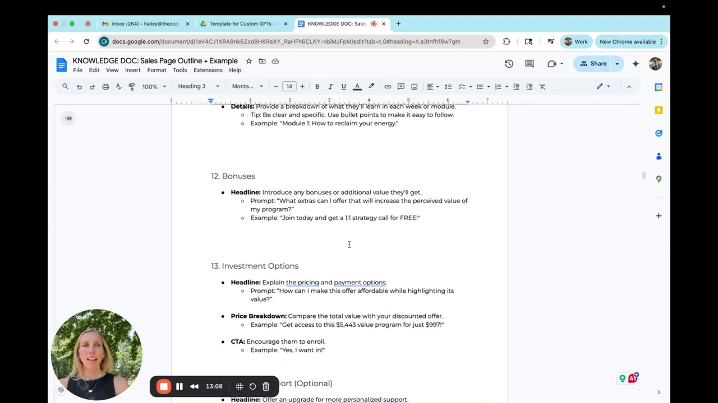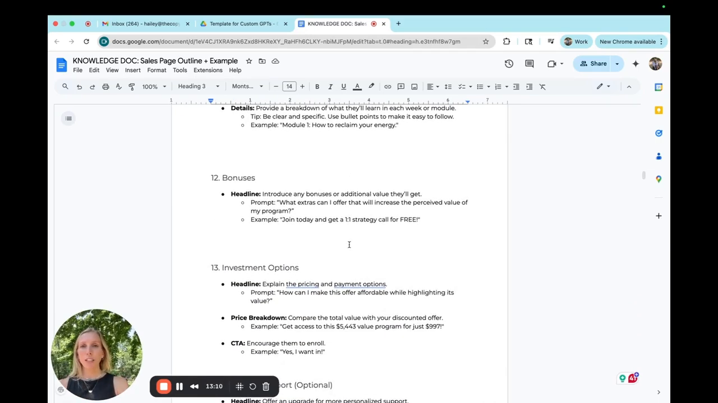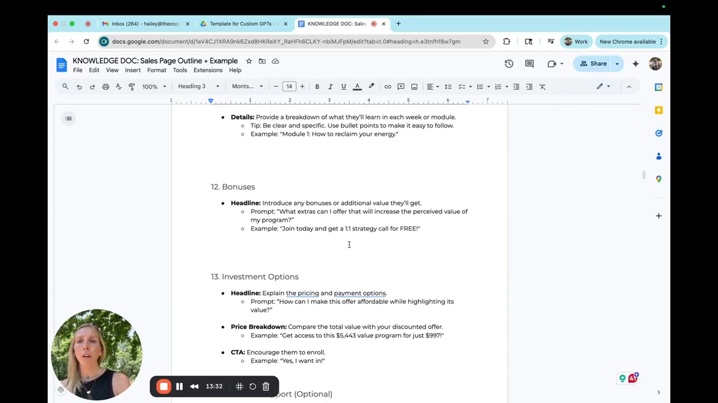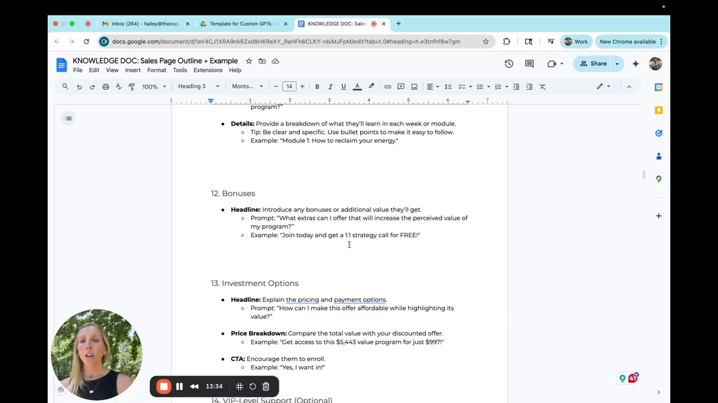Next section, moving on, I always like to include bonuses because people like to get stuff for free, right? And it helps increase the value of your program. So I always like to think about what extras can I offer that will increase the perceived value of the program without having to give a ton of extra time, right? What are things maybe I've already created in the past that I could offer as a bonus?